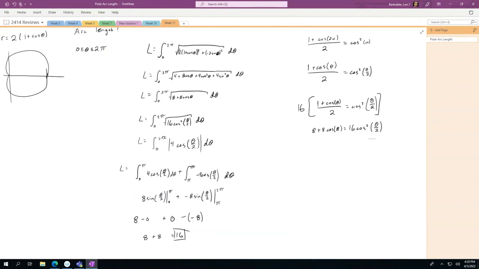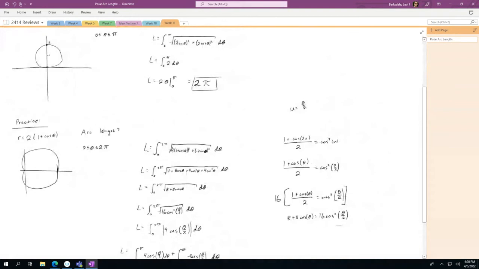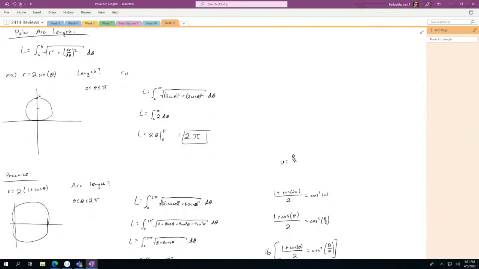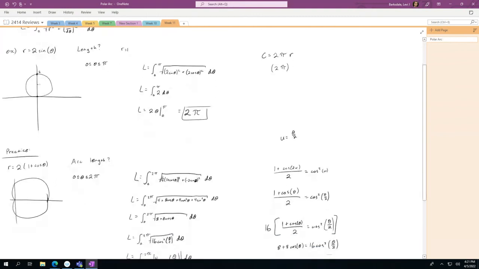Either way, quick recap of this problem. Arclength formula is square root of r squared plus dr d theta squared. We did an example of the circle. We saw that our arc length by calculation matched our geometric interpretation of the arc length of a circle of radius 1, which we could calculate using the formula of circumference is 2 pi times the radius. Since the radius is 1, this is 2 pi times 1, or 2 pi.